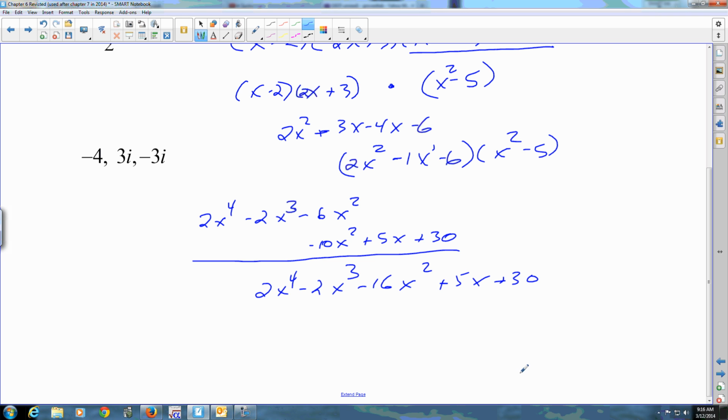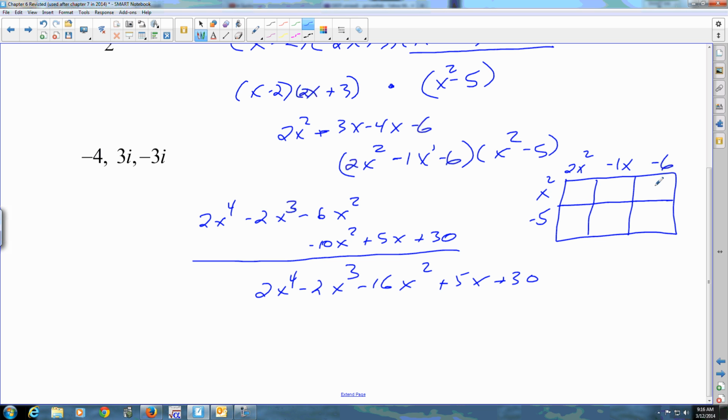Okay? Some of y'all like doing the box method. You're welcome to do the box. Or the lattice method, depending on how you guys were taught the process. And then you just multiply this out. So that'd be 2x to the fourth minus 1x cubed.